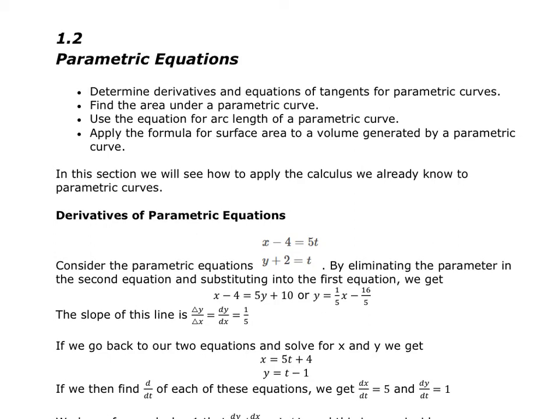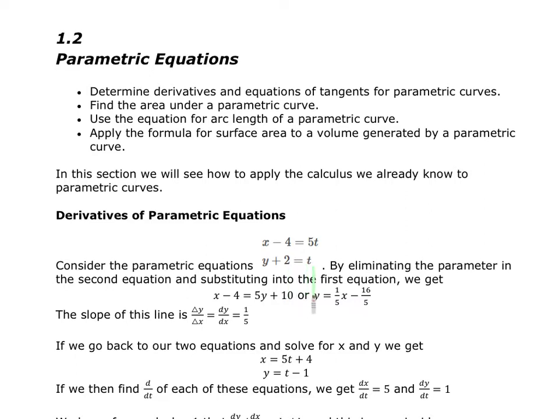In this video, we are going to look at the calculus of parametric equations. Let's start out with the derivatives. If I am given these two parametric equations where I have x minus 4 is equal to 5t and y plus 2 is equal to t, the first thing I could do is go ahead and write this back into the xy only and determine what I have in terms of a derivative.